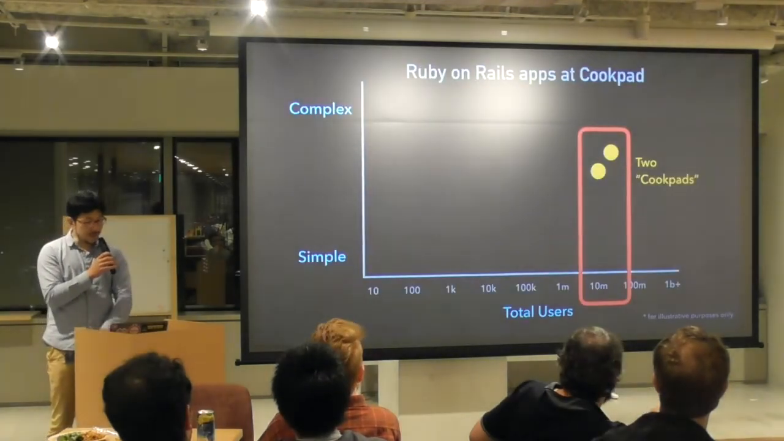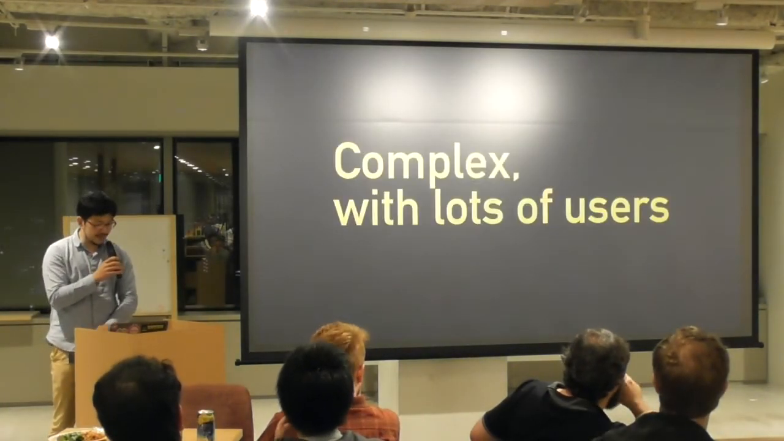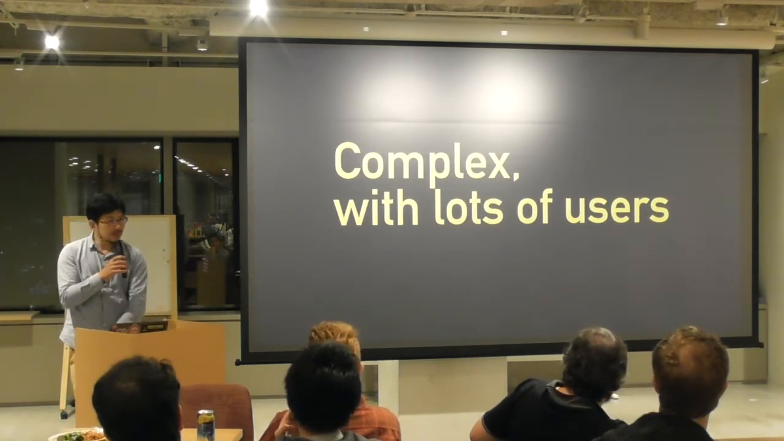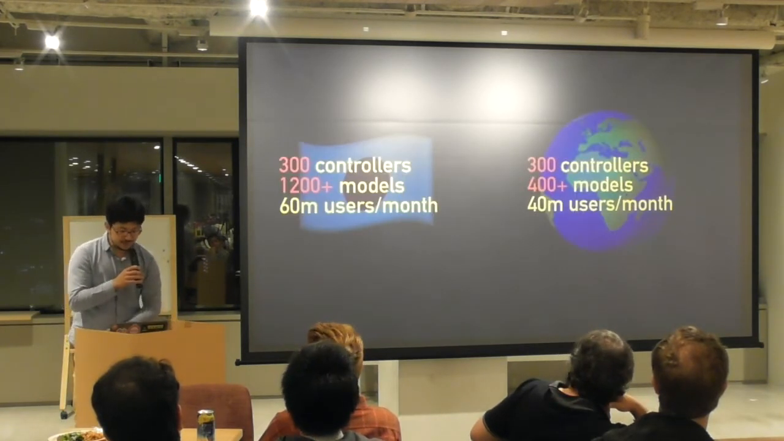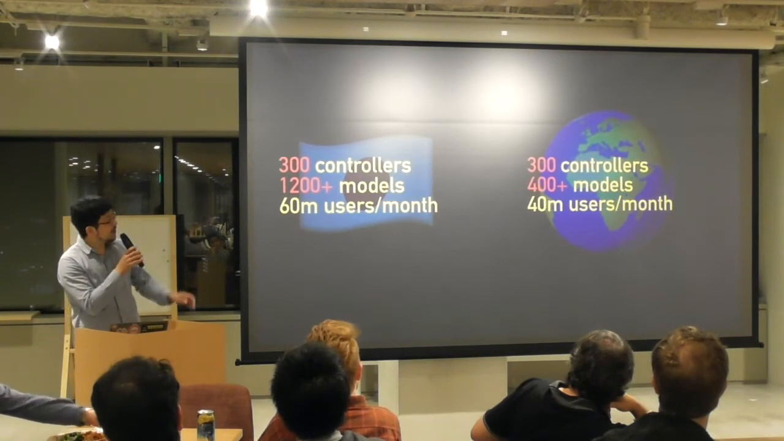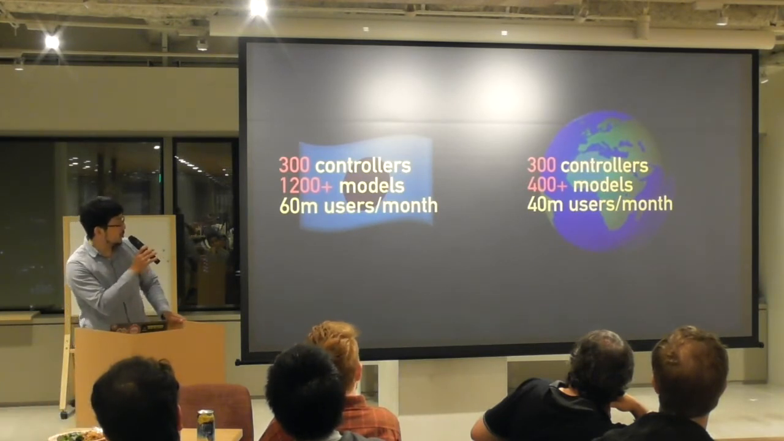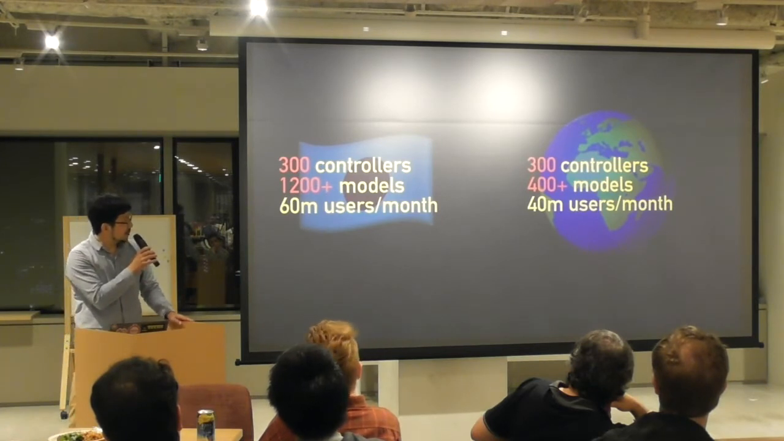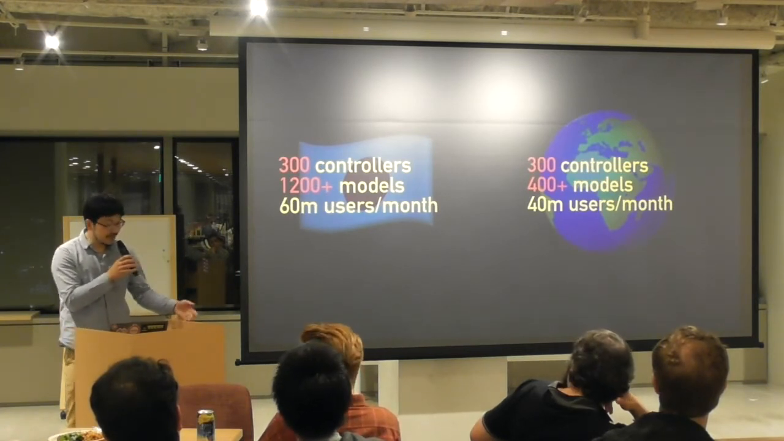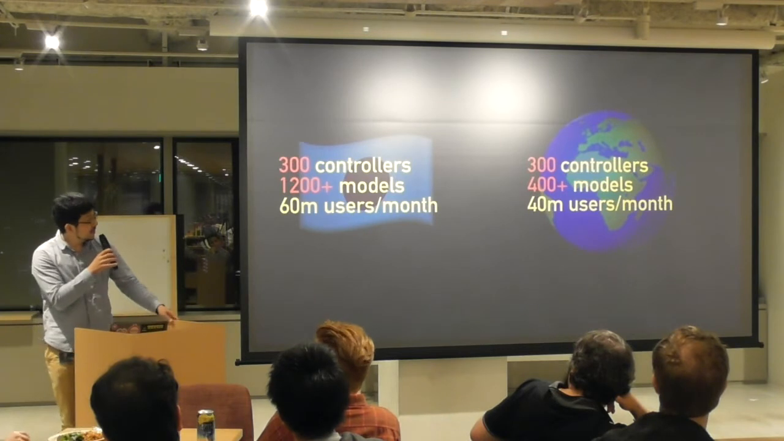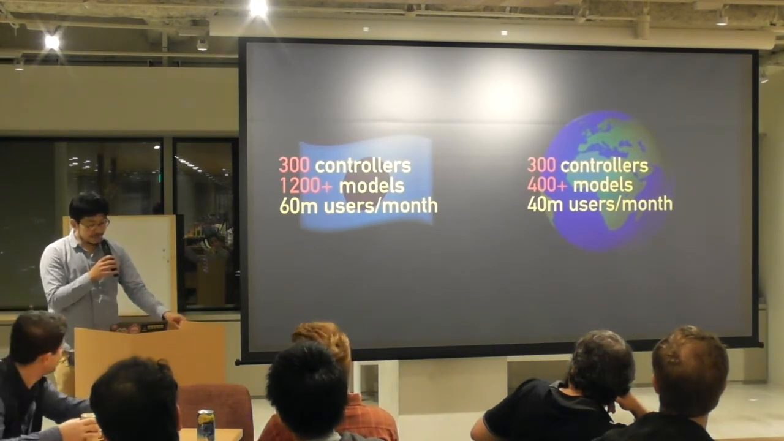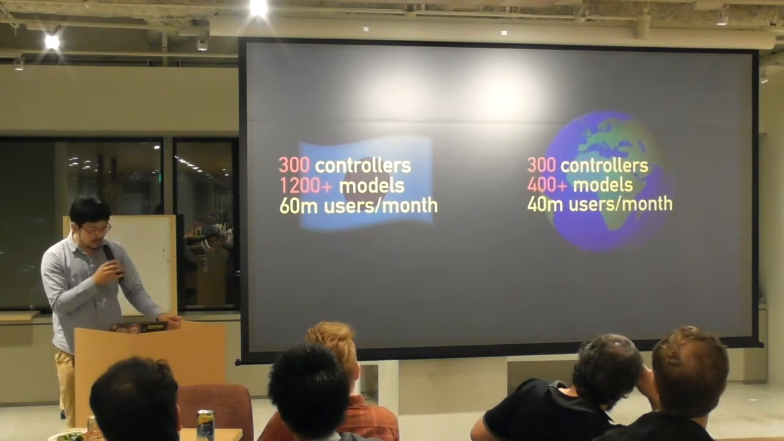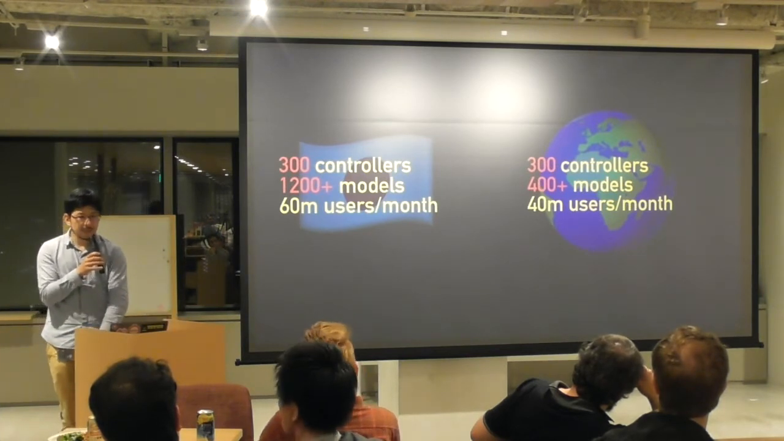So these are our two Cookpads, and both of these apps are on the complex side, and there are a lot of users. Just to give a sense of scale, some rough numbers: the Japan app has about 300 controllers, over 1,200 models, and it serves about 60 million users a month. The international app, in contrast, has the same number of controllers, but a lot fewer models, 400 or so, and serves about 40 million users a month.